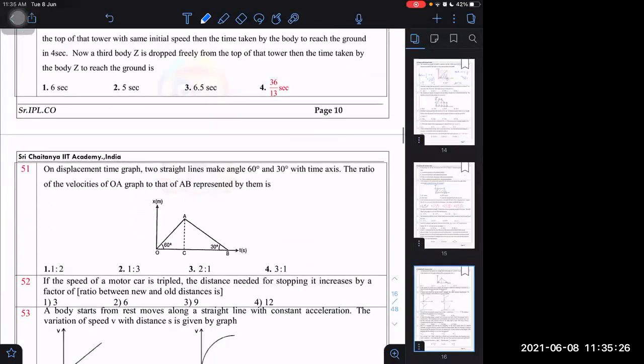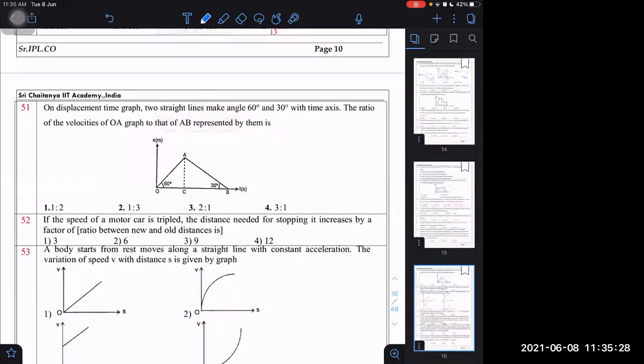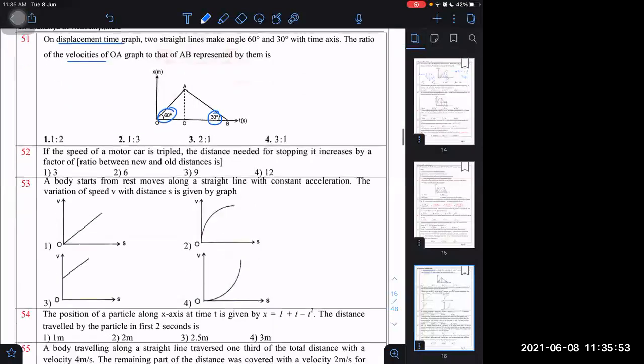Next, on the displacement time graph, two straight lines are making angles 60 degrees and 30 degrees. What is the ratio of velocities? Again, how is velocity obtained from a displacement versus time graph? Velocity is obtained by the slope, tan theta of the graph. Tan 60 upon tan 30. 3:1, sir. Answer is 3:1.